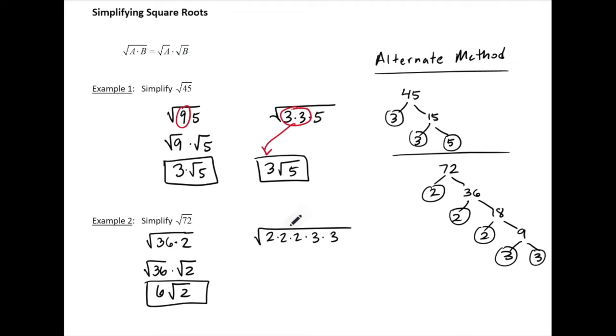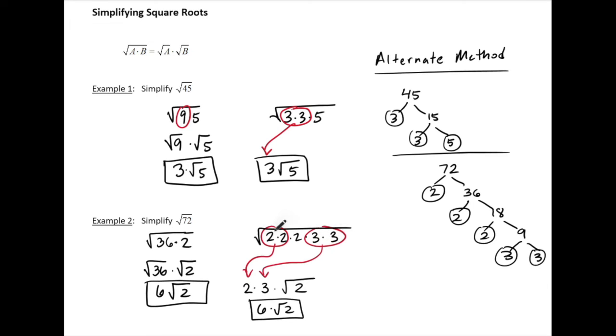Now we want to circle any pair of common factors. We have a pair of 2's and we have a pair of 3's. So you can see that we have a perfect square factor of 2 times 2 equals 4. And when we pull that outside of the square root, it will become a single factor of 2. And we also have a perfect square factor of 3 times 3, which is equal to 9. And when we pull that outside of the square root, we'll get the single factor of 3.